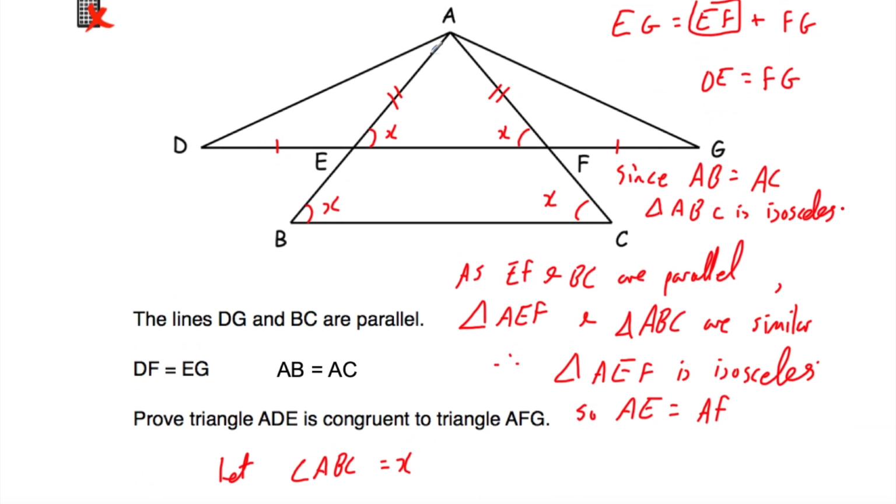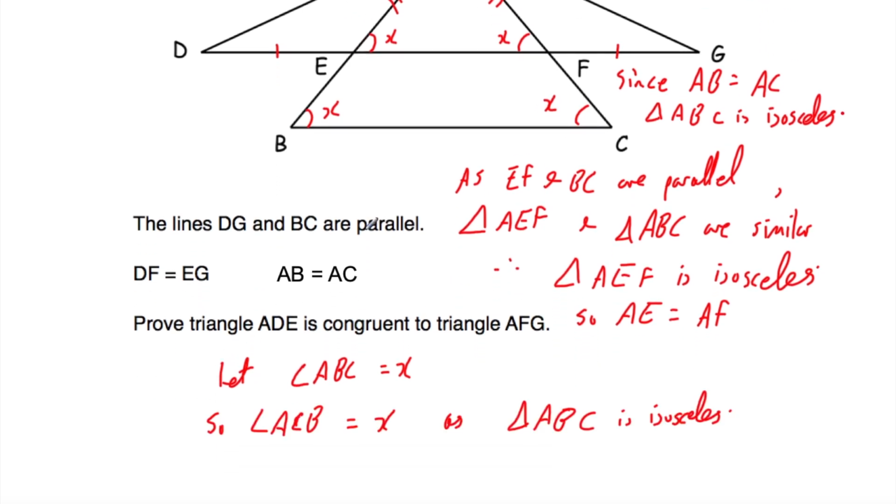Okay, so I started off by letting angle ABC equal X. So that was my first step. And then we knew that angle ACB would be equal to X as well, because it's an isosceles triangle. So let's write that down. Okay, so that was our first step.